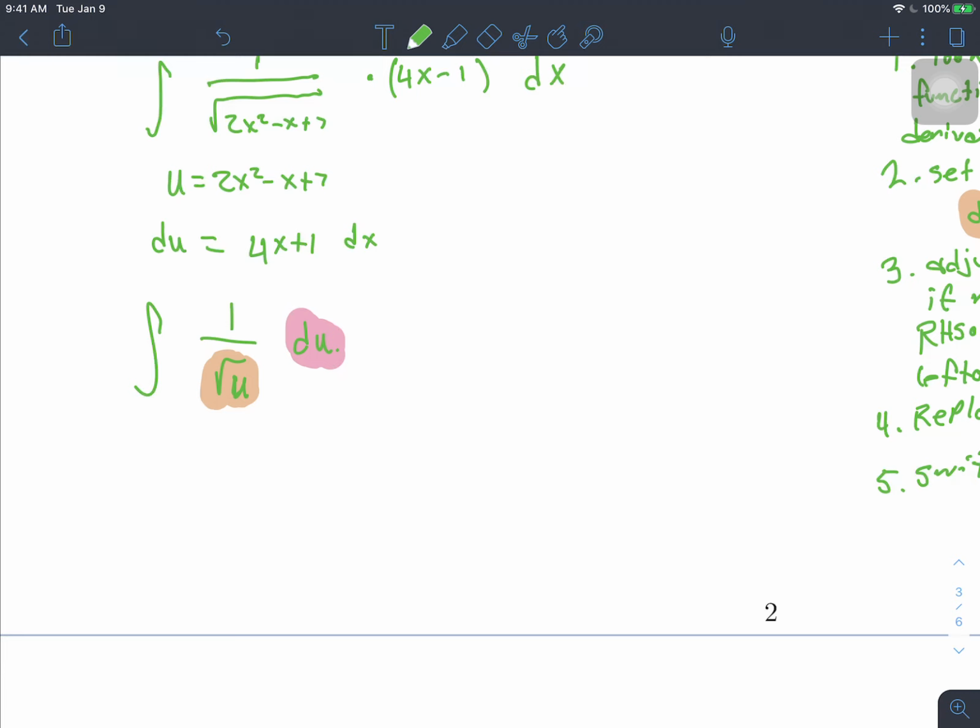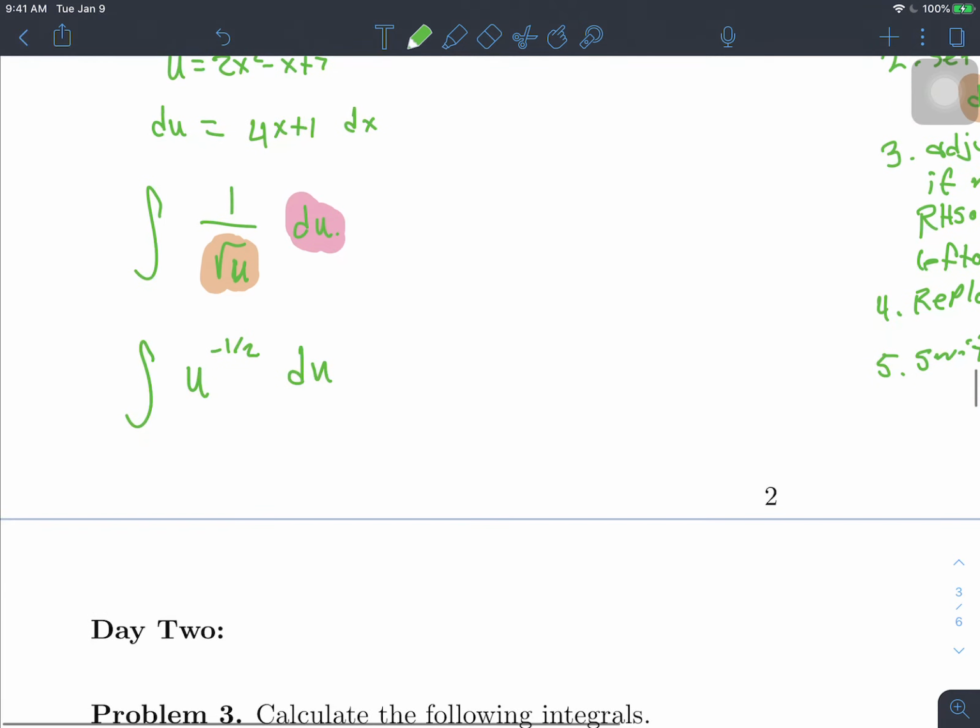Let's do it together. I'm going to rewrite it as u to the negative 1/2 power du. And then I'm going to use the power rule. So if I use the power rule, negative 1/2, I add 1 to that, I get u to the 1/2. And now I should divide by the new power. So if I divide this by 1/2, that's the same as multiplying by 2. So I get 2 square root of u plus c.